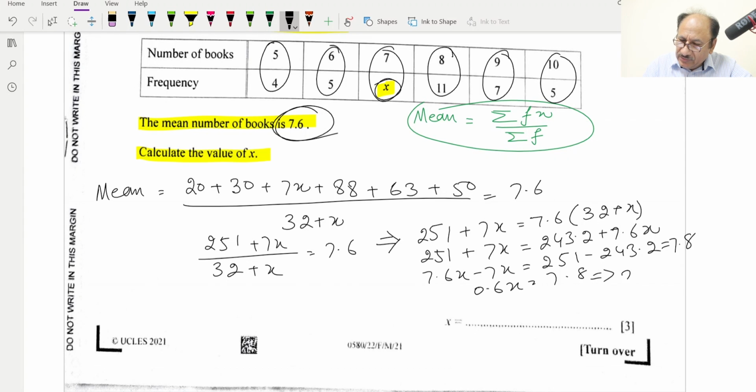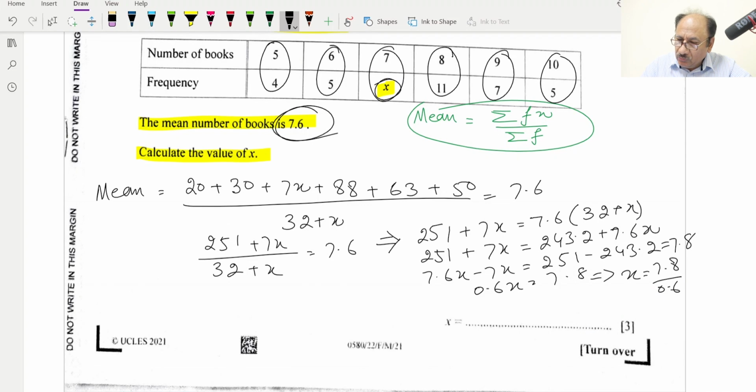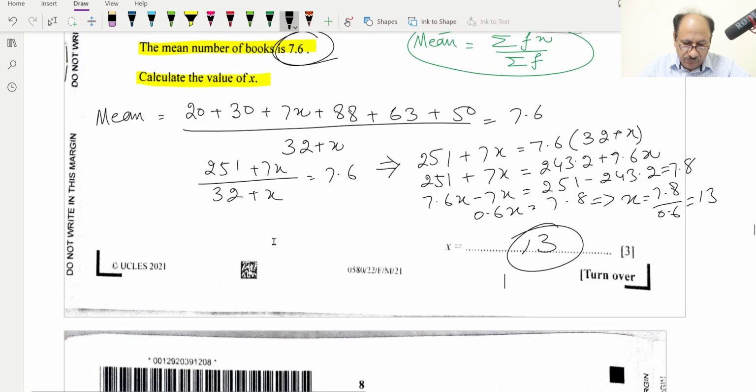This implies x is equal to 7.8 over 0.6. So we can calculate 7.8 divided by 0.6 is equal to 13. So this is equal to 13. So our answer, the x value, will be 13, and we are done with this.